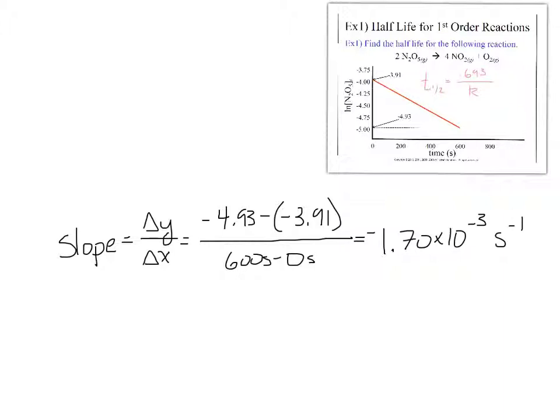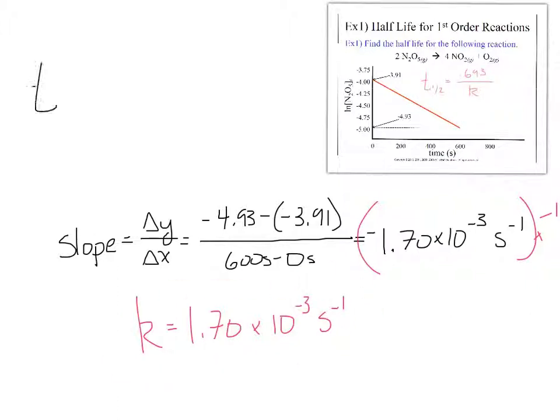So that's our slope, but remember, to get slope into K, we need to multiply that by negative 1. So we take all this, multiply it by negative 1, which means that our K value is 1.70 times 10 to the negative third seconds inverse. And so we can take that number then, plug it into this equation right here. So 0.693 divided by our K value tells us that the half-life of this reaction is roughly 408 seconds. So that means as time goes on, after 408 seconds have passed, half of it is going to have decayed. And then after another 408 seconds, another half, and then another half, and another half, until eventually you run out.